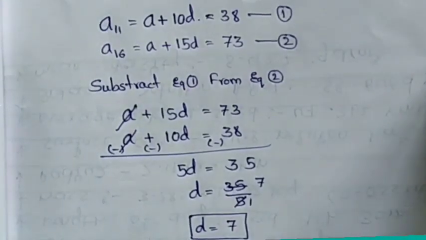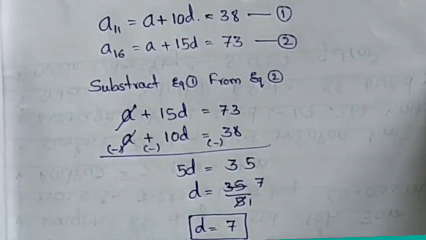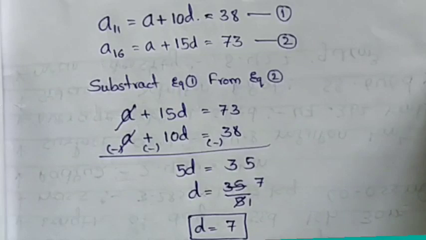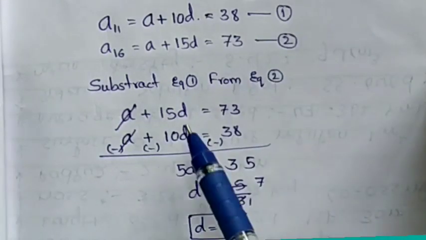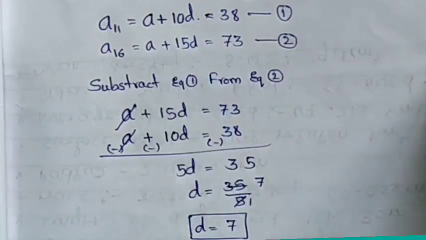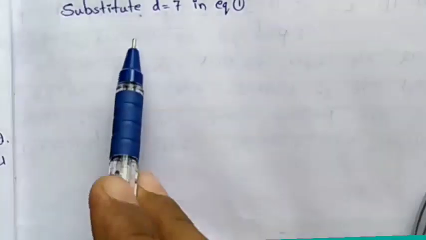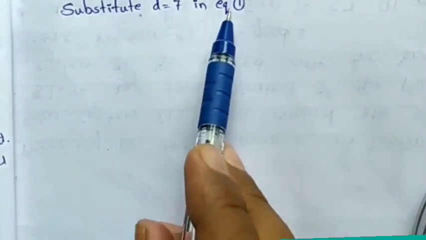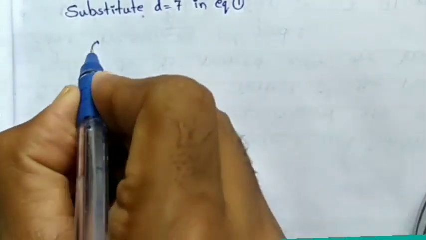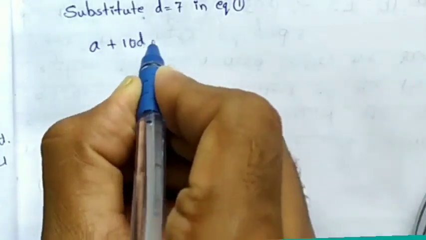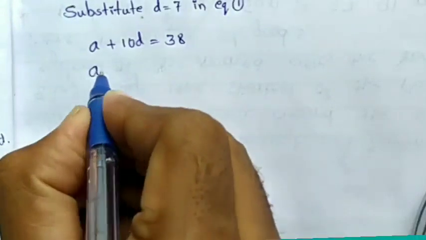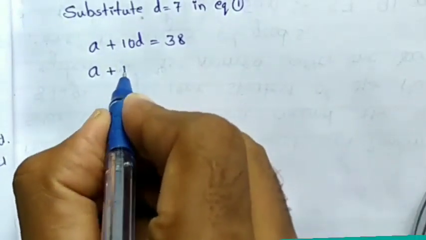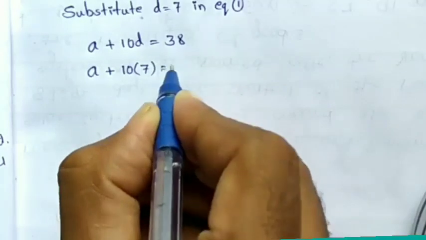Now we got the d. For the calculation, what do we need? We need the first term also, that is a. So now we go back to equation number 1 and 2. In any one equation, put the d and we will get the a. Substitute d equal to 7 in equation number 1. What is equation number 1? That is a plus 10d equal to 38. A we don't know, we have to find that only. a plus 10 into 7, because d is 7, equal to 38.